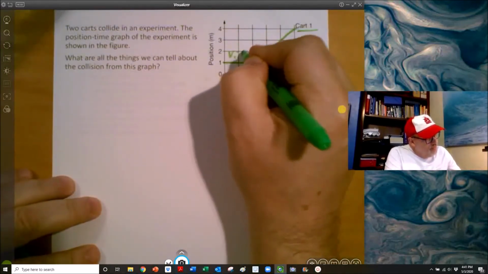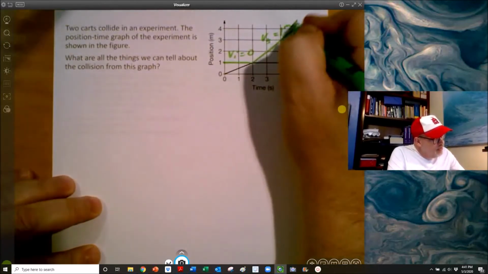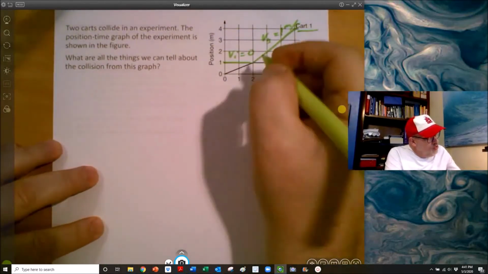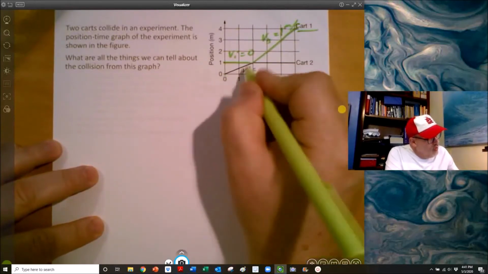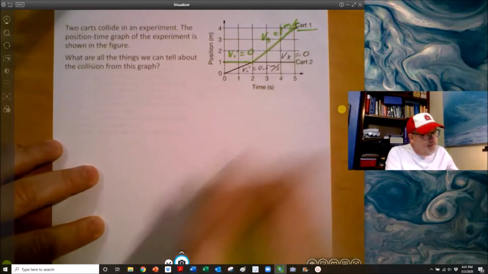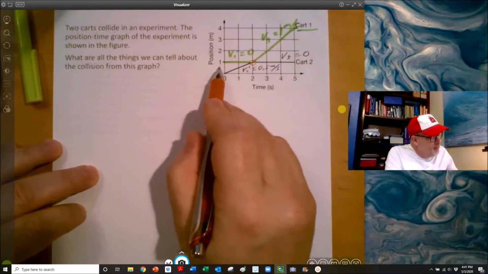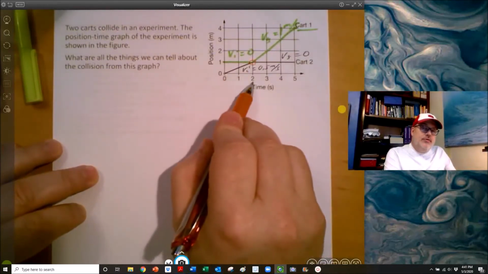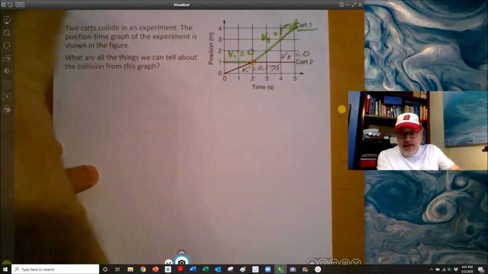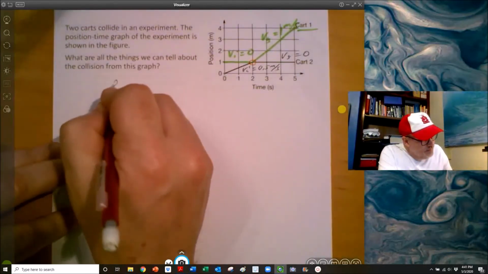Well, its initial velocity was 0, and its final velocity was, what is that, a slope of 1 meter per second. So we got that going for us. And then cart 2, its initial velocity is 1 over 2, so that's 0.5 meters per second, and its final velocity is 0. We also know that they collide at position 1 at 2 seconds. All right? And we could find, again, the mass ratio, just like we did last time. So let me do that for you quick.